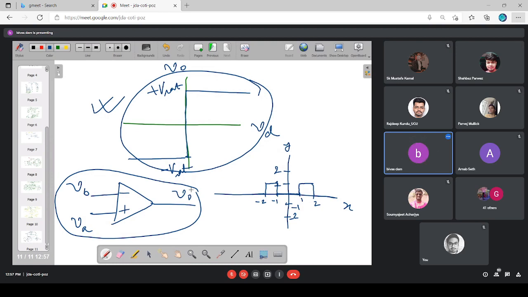Clear hoche eta? Yes, sir. So in the next class, we'll extend from this particular point and start with several applications of the operational amplifier as comparator. কি কি ধরনের application হতে পারে, we'll study those things. But in the meantime, please try to go through the basics of the difference amplifier, because তোমাদের নিজেদের ফিউচারের জন্যই ওটা দরকার.